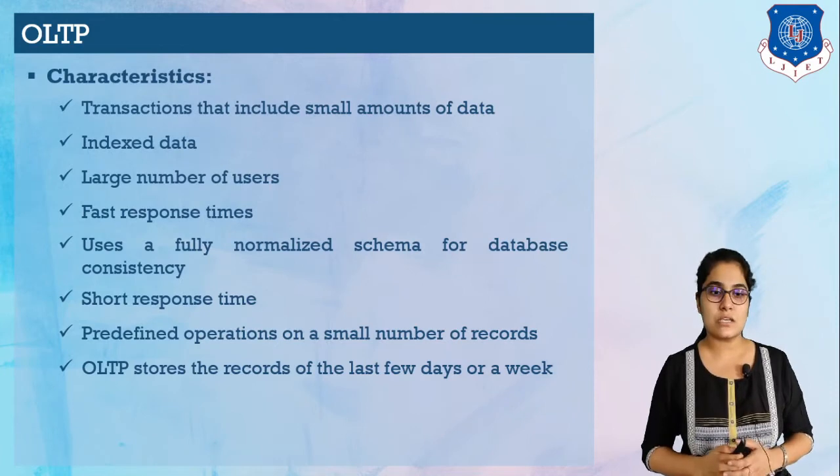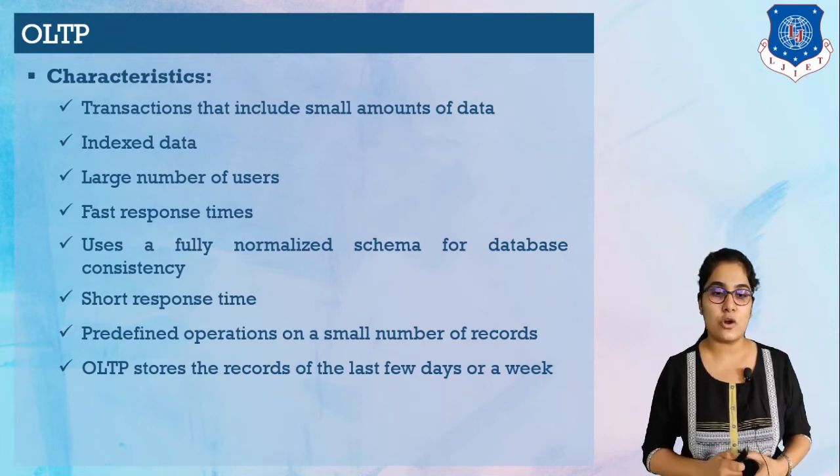OLTP uses transactions that include small amounts of data. Indexed data in the database can be accessed easily. OLTP has a large number of users. It has fast response times. Databases are directly accessible to end users. OLTP uses a fully normalized schema for database consistency. The response time of an OLTP system is comparatively short.